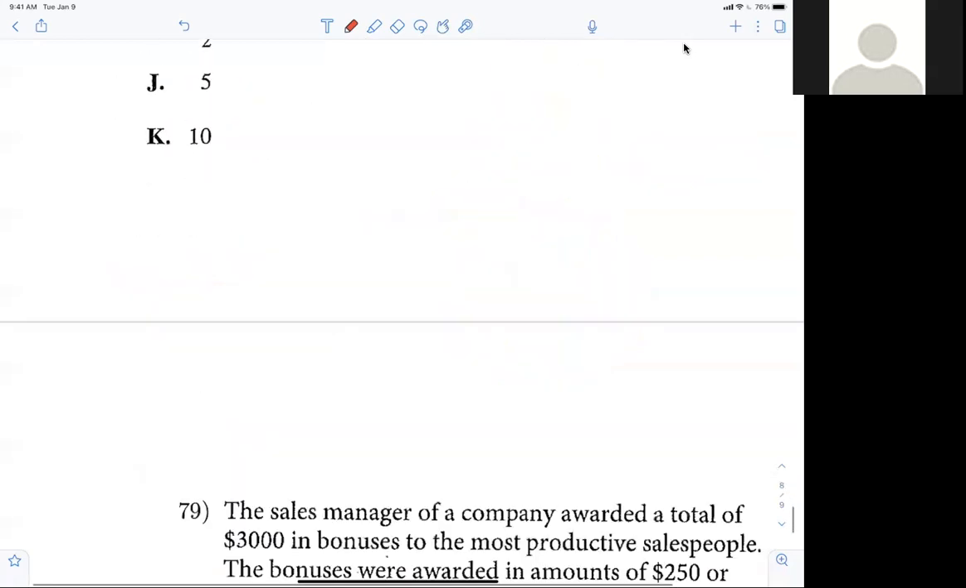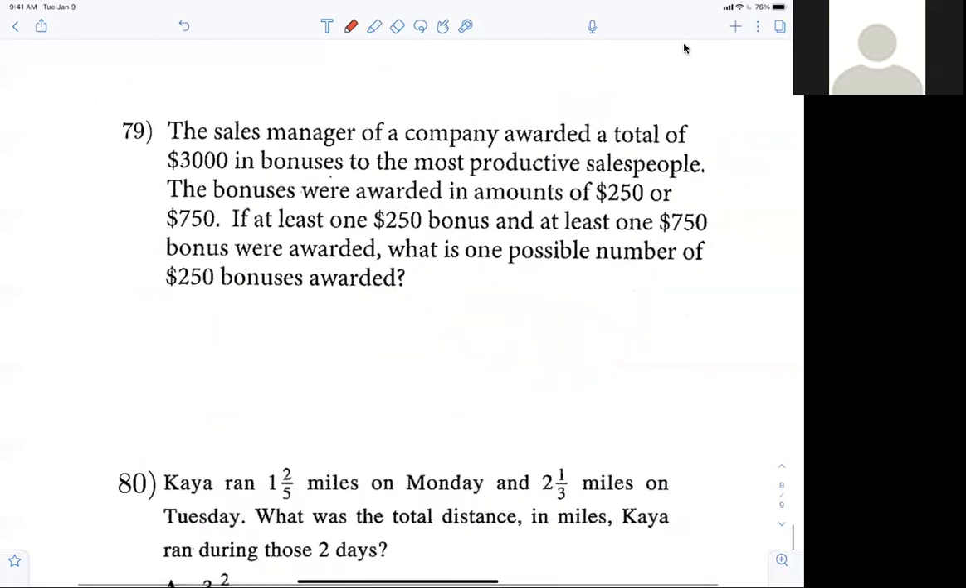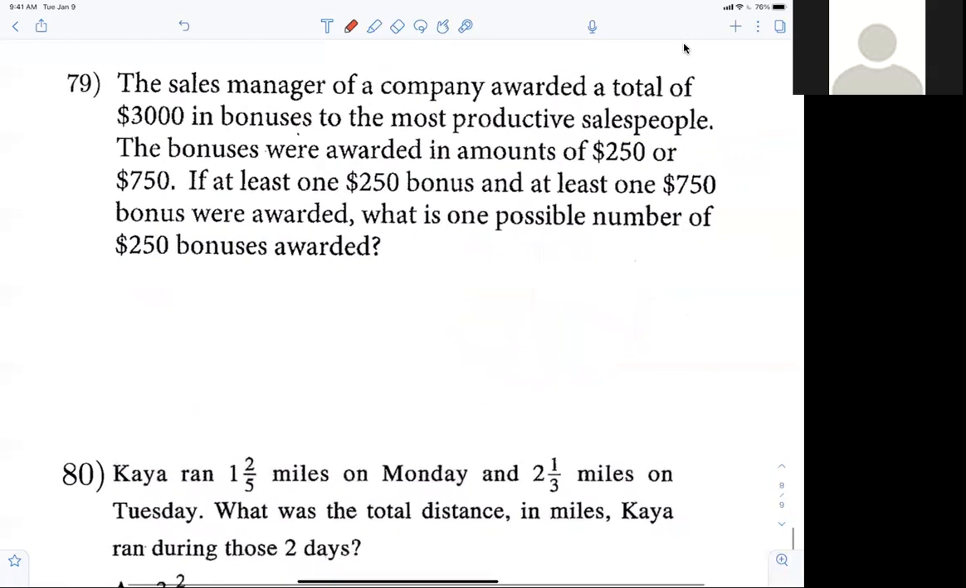Okay, let's talk about 79. You're up. Read it. The sales manager of a company awarded a total of $3,000 in bonuses to the most productive salespeople. The bonuses were awarded in amounts of $250 or $750. If at least one $250 bonus and at least one $750 bonus were awarded, what is one possible number of $250 bonuses? This is directly off the SAT as well.